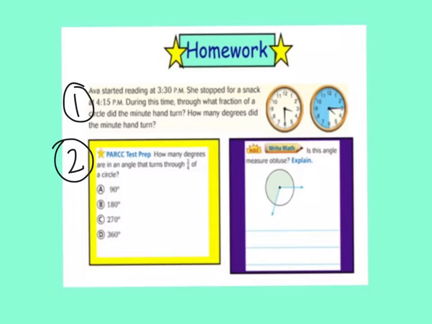And our last problem, we're at number 3 here on the right-hand side. Make sure you do all 3 problems. Now this is a hot question, and it says, is this angle measure obtuse? Explain. Okay, so I'm going to let you go ahead and do that one. And whenever you're done, I want you to go ahead and assess yourself.